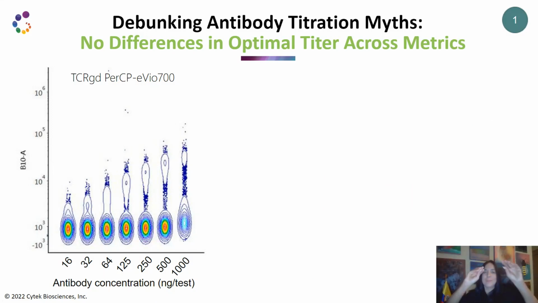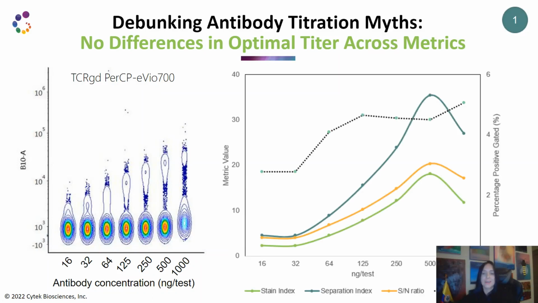Let's now see a marker that is low expressed, like TCR gamma delta. So you won't be able to define the positivity that easily if you go on the lower end. And we see it, right? 16 nanograms, you don't clearly see the positives. You start getting better separation. 500 is the best because at 1,000 nanograms, you're getting an amplification of the background. So if I show you the metrics, we're seeing the same, very similar. All of them are giving me 500 as the highest.